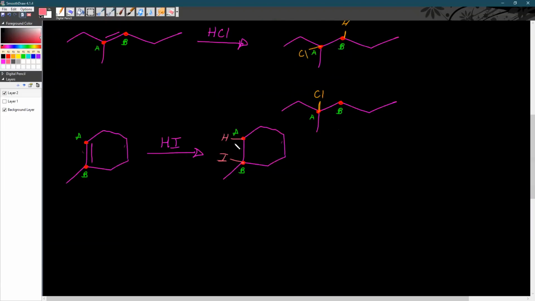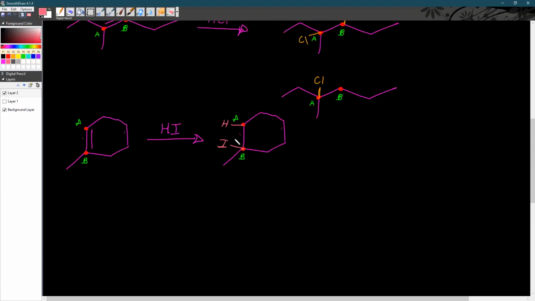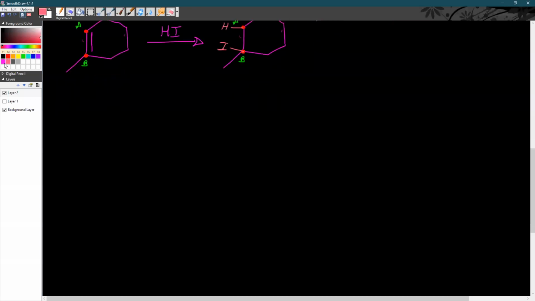Let's take a look at the mechanism. The mechanism is a carbocation intermediate. Actually, before we go into that, let's do one more practice problem.